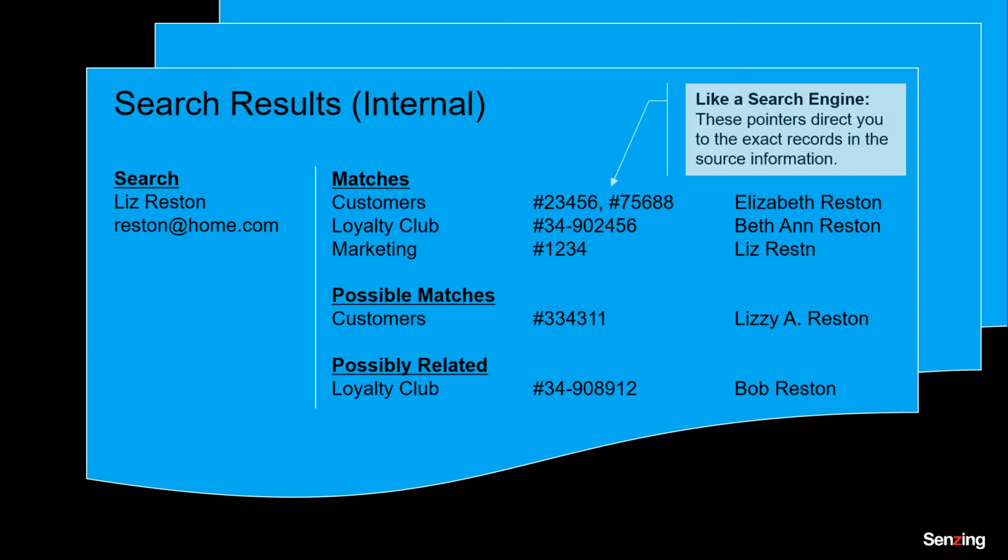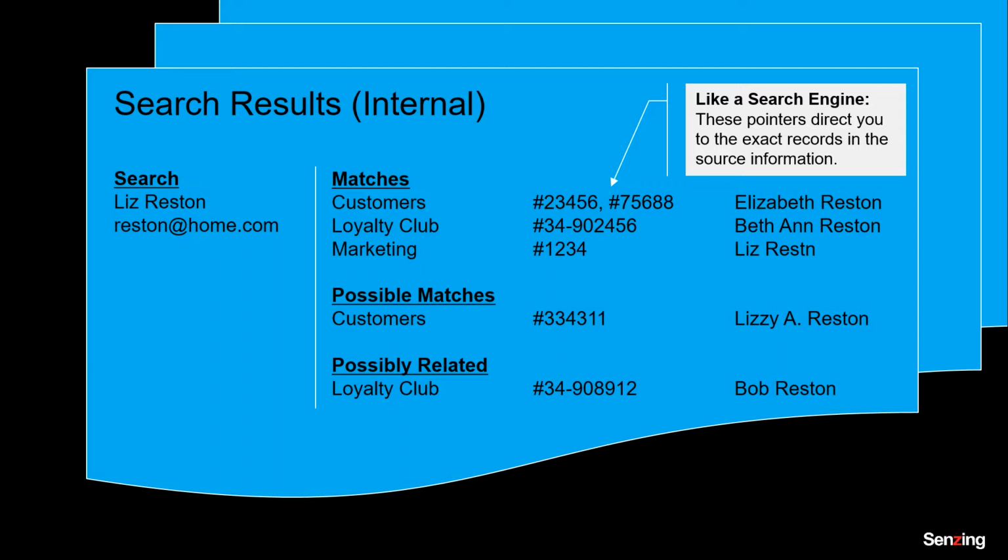Additionally, and very importantly, we provide information about the exact location of every record within every source system so that users can easily look up the records in the originating systems and take any necessary actions. Note that in this example, there are 2 customer records for Liz, not just 1.